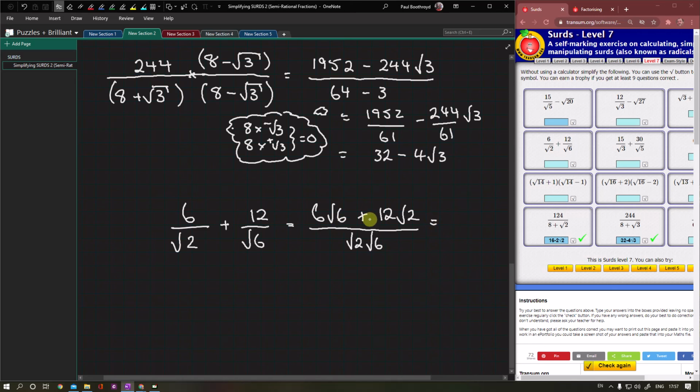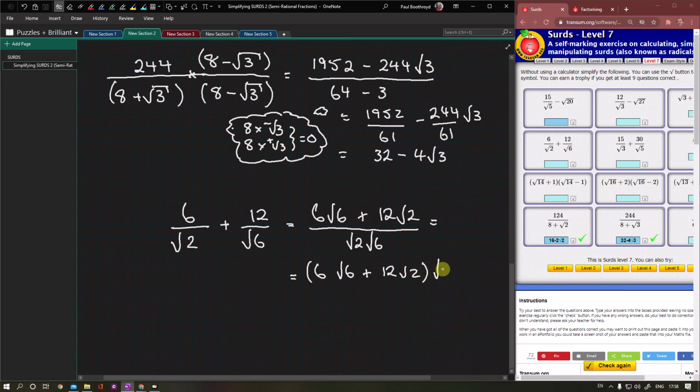Let's look at these top. Let's do the bottom. So we get square root of 12 on the bottom. Plus 12 root 2 over the square root of 12. And we need to multiply top and bottom by the root of 12. This time we do not need to use the conjugate trick.